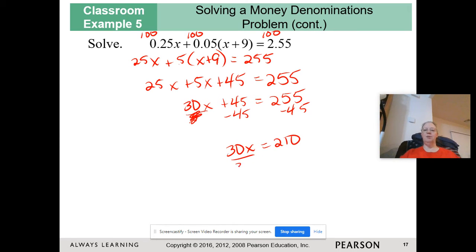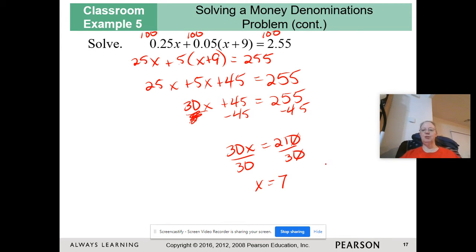Now we're going to divide by 30. Remember, if it has a single 0 and a single 0, that's equivalent to dividing by 10 if I cross out those zeros. So now I have 21 divided by 3, which does give me 7.